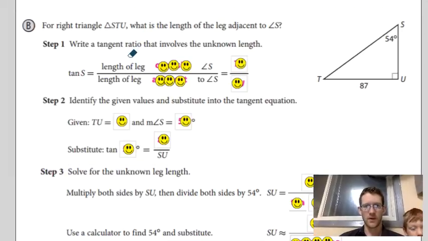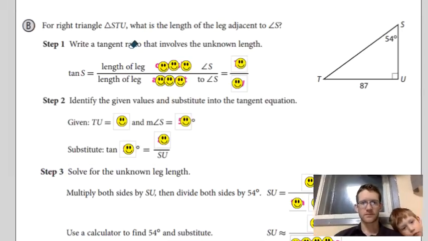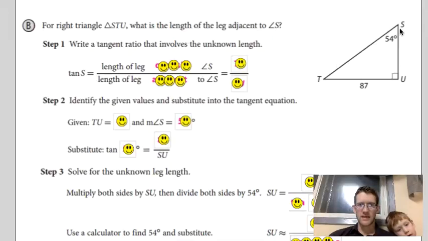All right, we'll try this one. For right triangle STU, what is the length of the leg adjacent angle S? So here's angle S, the leg adjacent is SU. So we can set up our equation here the same way. We can say that the tangent of angle S is equal to the opposite over adjacent, right?